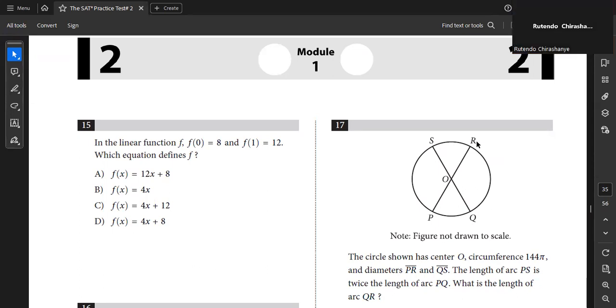Question 15. You guys, in the linear function f, f of 0 is 8 and f of 1 is 12. Which equation defines f? All right, so there's a linear relationship there, and you guys see what you can do to find the actual equation. We have one answer already. That's D. Okay, we have two. That's D. All right, loving this. Okay, we have another D and another D in the chat box as well. That's good.